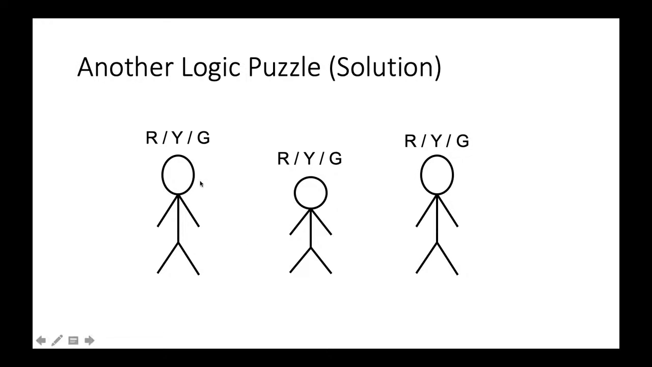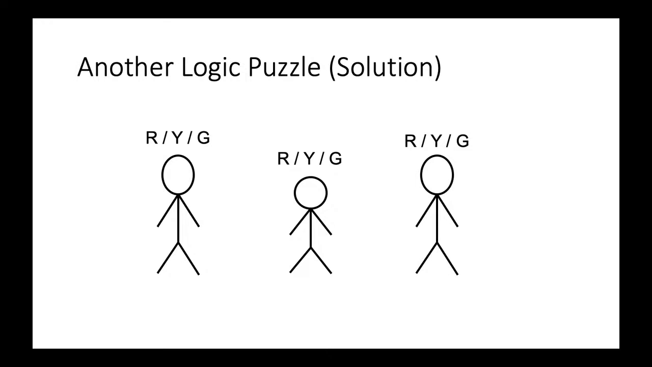So this guy simply guesses the case that the total sum of the three heads is a multiple of 3. This guy will guess based on the belief that the sum of the three heads is a multiple of 3 plus 1. And this guy will guess based on the belief that the sum of the three heads is a multiple of 3 plus 2.